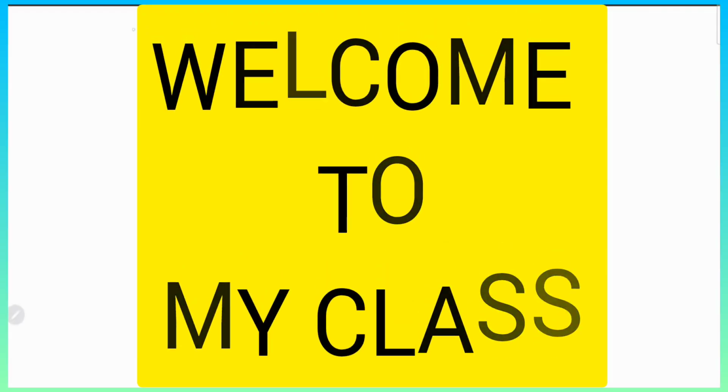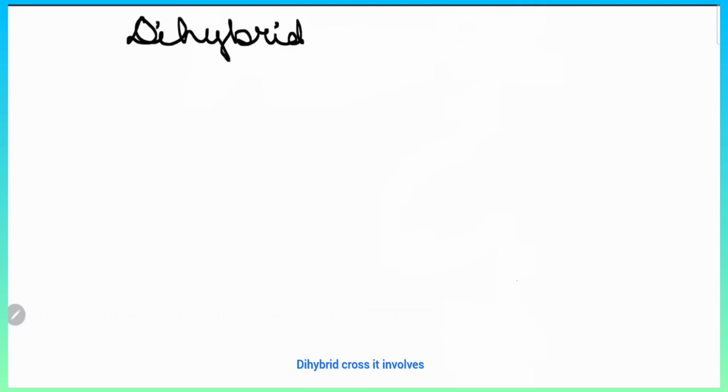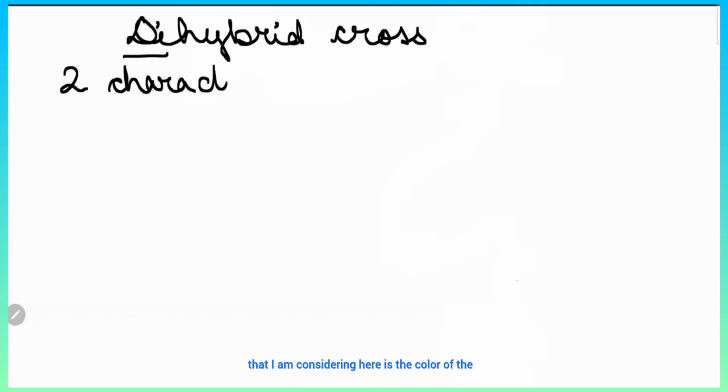Today we will be studying the dihybrid cross. A dihybrid cross involves the inheritance of two characters. So, inheritance of two characters. Here, the first character that I am considering is the color of the seed.